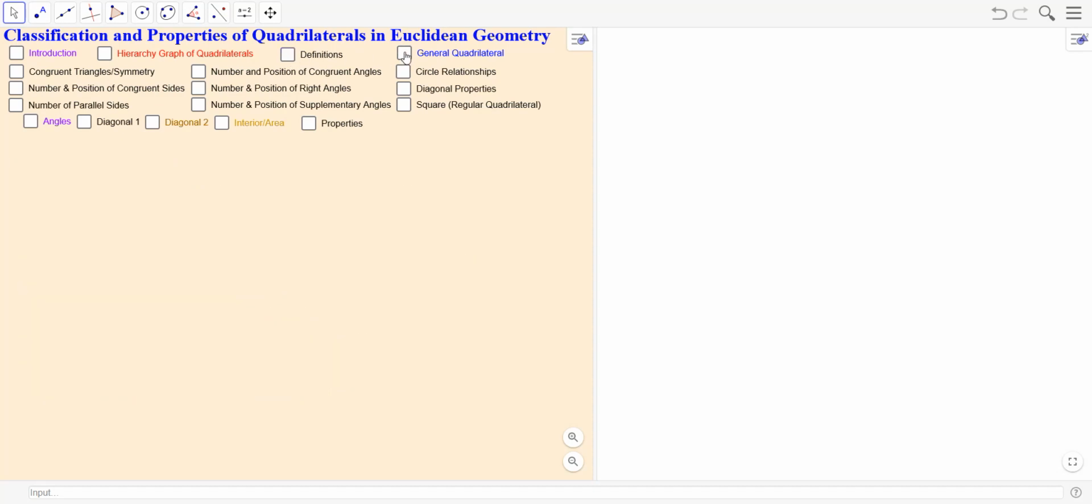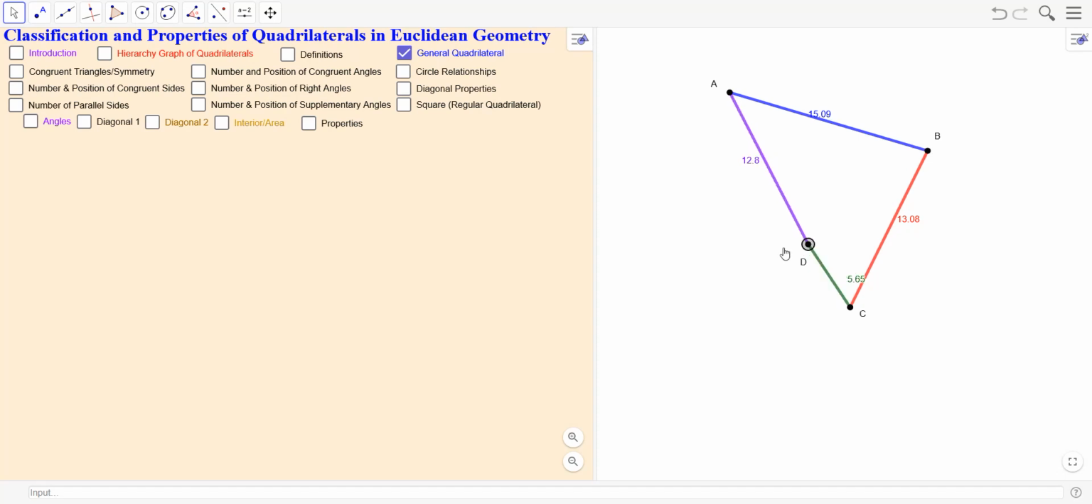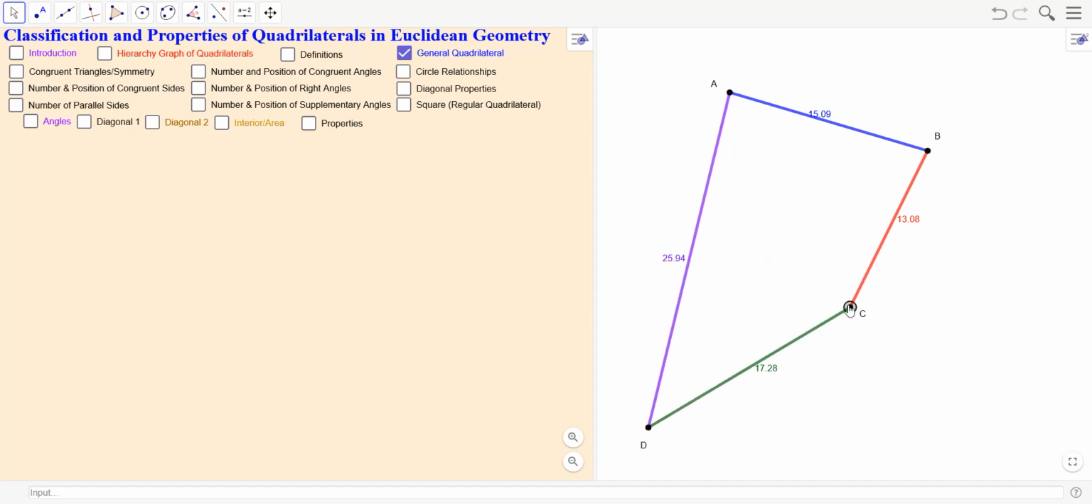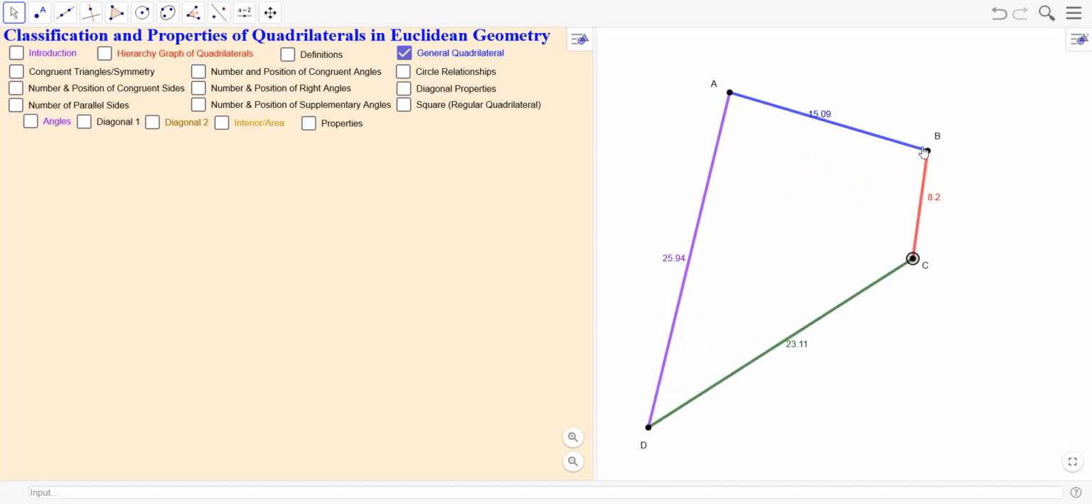So just to get us started, here is a general quadrilateral. And so you can manipulate these. Notice that the lengths of the sides are shown. And you can manipulate it so that you can get basically any possible quadrilateral. Convex, concave. You can manipulate it so that it's not a quadrilateral, so it's no longer simple right here. So that's not a quadrilateral.